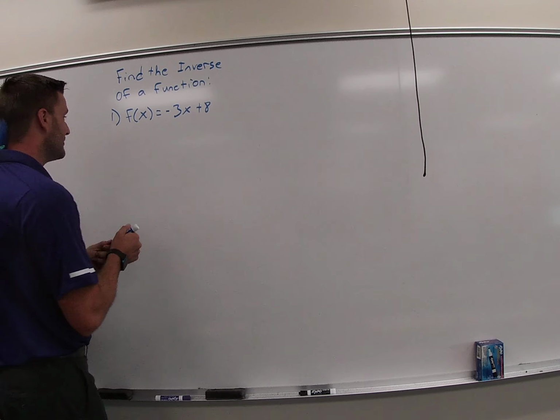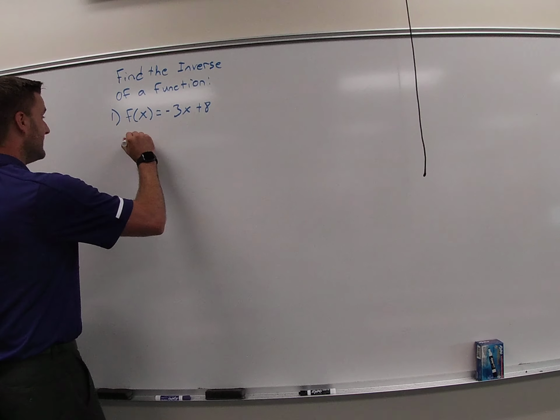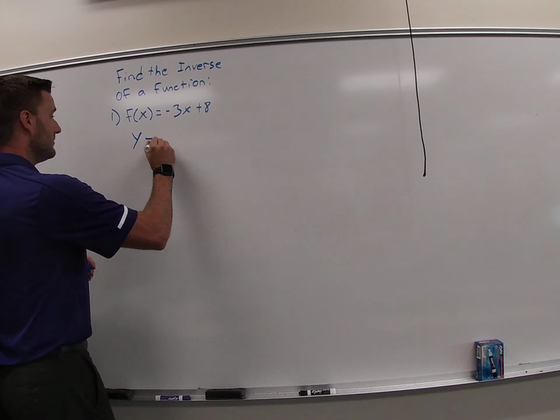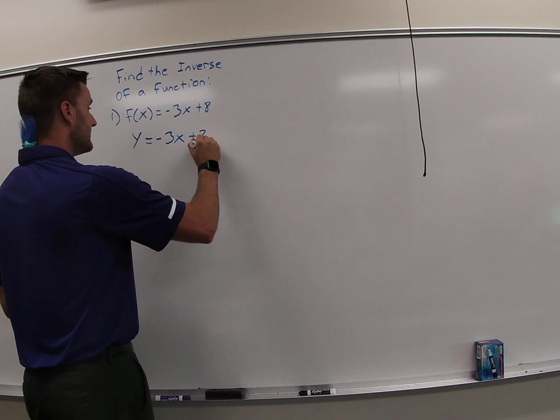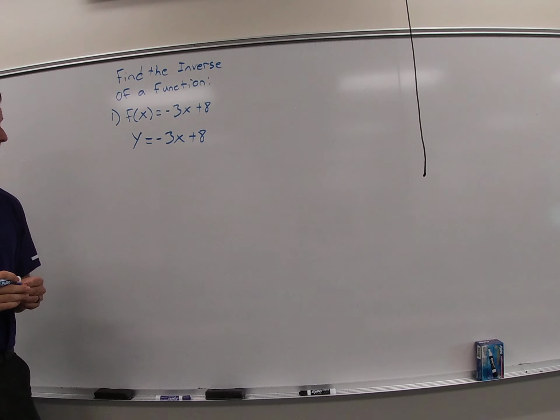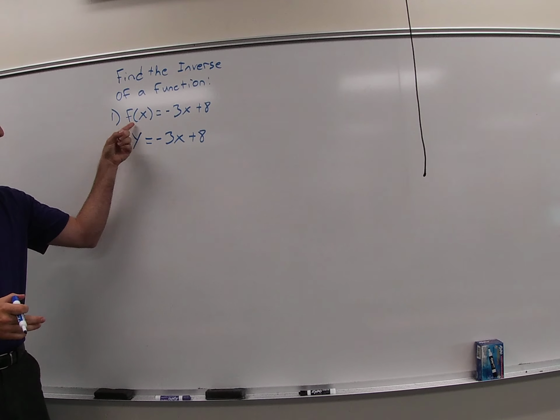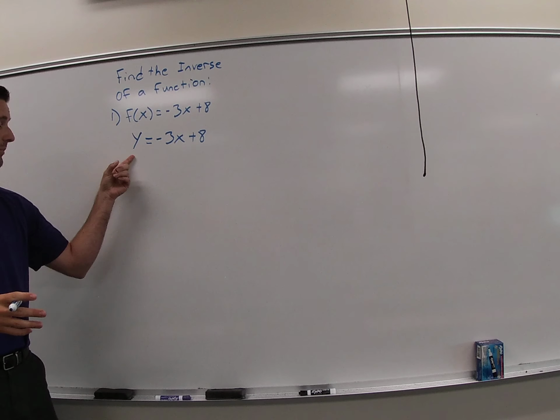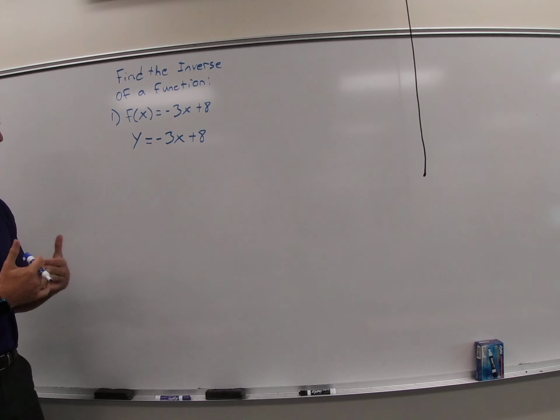So what we're going to do, just to make this easier, is replace this with y. So I'm going to say y equals negative 3x plus 8. So from here, that is step one. Replace f of x or whatever it is with y, just to make it easier to follow and to rewrite.